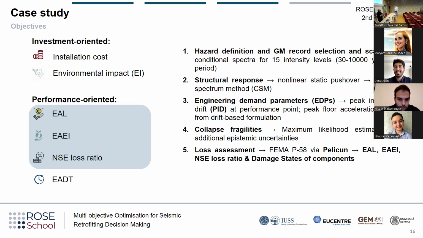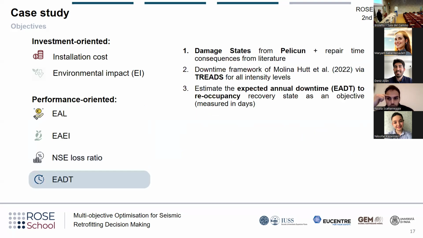So we can also have the collapse fragilities at the performance point. We can input all this information to the FEMA P58 procedure. We use Pelicun for that because it is 5,000 buildings at the same time. So we got the expected annual losses, expected environmental impact, non-structural loss ratio, and also the damage states of the components. Why are we getting the damage states of the components? Because we want to do the downtime assessment.